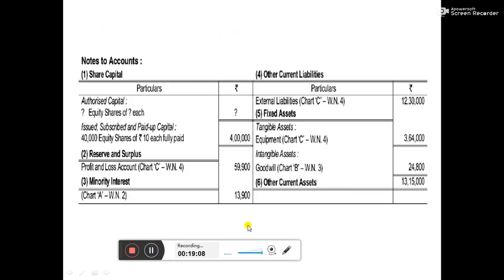With this, your working notes are over, and whatever the working notes, we'll just transfer the amount here. For example, 4,000. I have shown you how we are getting 4,000. I have shown you how we are getting 59,900. I have already shown you 13,900 is the minority interest. 12,30,000, how we are getting. Equipment 3,64,000, how we are getting, and goodwill 24,800 and 13,15,000 other current assets, how we are getting. So with this, your problem number 4 is completed.